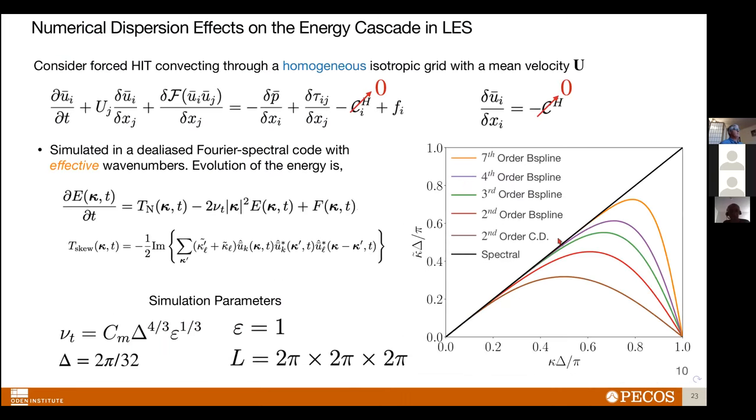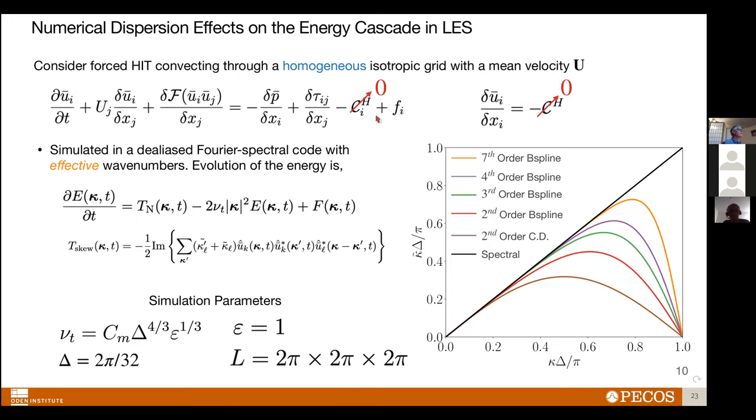Well, what happens if I'm doing this in actual turbulence? So let me first take an example here. This is the formulation we're talking about. We're posing an LES, essentially ignoring this homogeneous commutation term, which represents these dispersion effects and everything else.